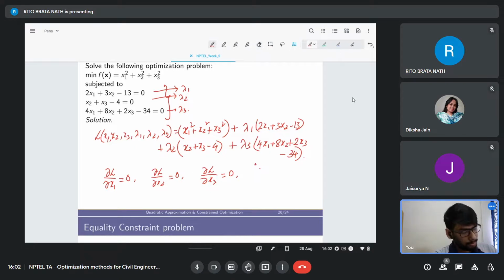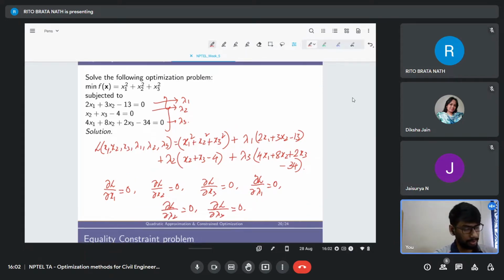So this will be ∂L/∂λ1 equals 0, ∂L/∂λ2 equals 0, and ∂L/∂λ3 equals 0. So you will have six equations and six unknowns here. But can you do better in this situation?